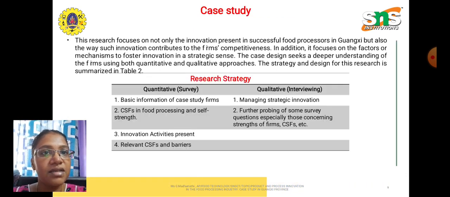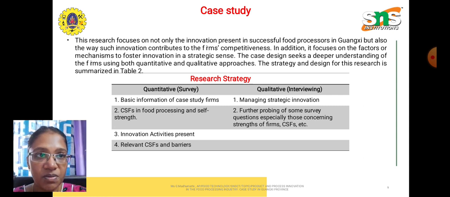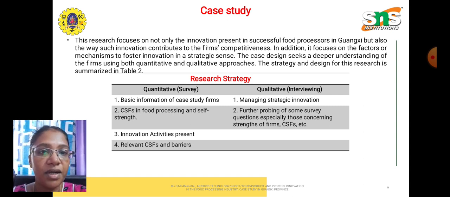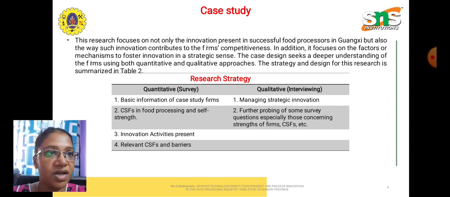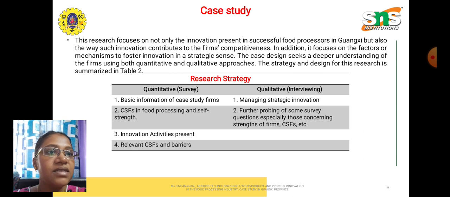This research focuses not only on the innovation present in successful food processors in Guangxi, but also on the ways such innovation contributes to firm competitiveness. This case design seeks a deeper understanding of the firms using both quantitative and qualitative approaches. So the research strategy defines both the quantitative survey and the qualitative interviewing approaches, as shown in the table.